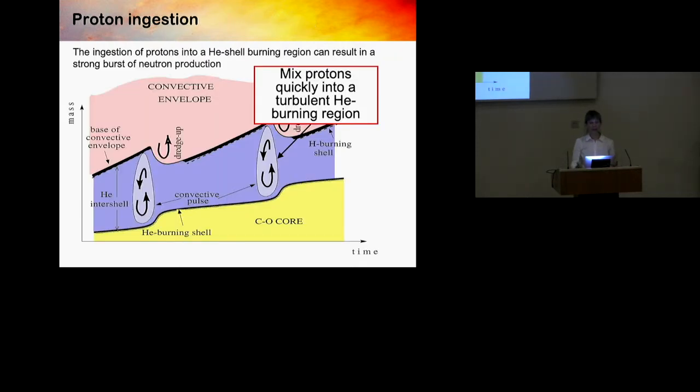Proton ingestion: so where does that i-process occur and what drives it? We think that if you put protons into a helium-burning region, which is very turbulent, those protons are very quickly made into neutrons. It basically gives you a rapid burst of neutron production if you insert those protons into a turbulent, convective helium-burning region. And I won't go into all the details. No one has really made any models yet of it. This is just currently conjecture.